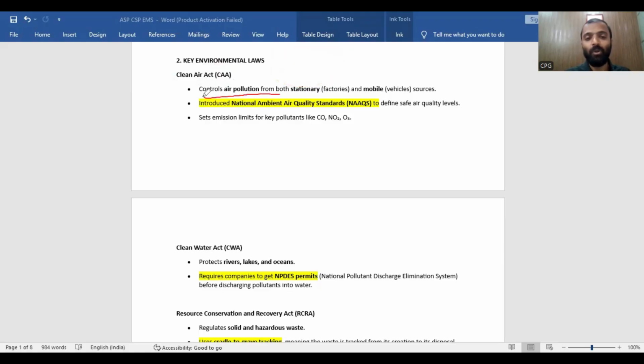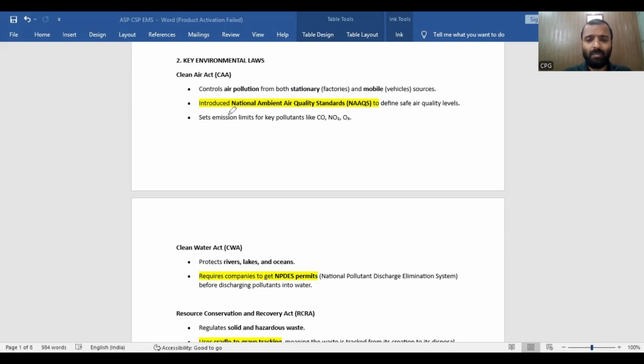The Clean Air Act controls air pollution from both stationary and mobile sources, which is very important. Stationary means factories would be giving air pollution, and mobile means vehicles would be giving you air pollution. So the Clean Air Act is a law to control air pollution from both stationary and mobile sources.